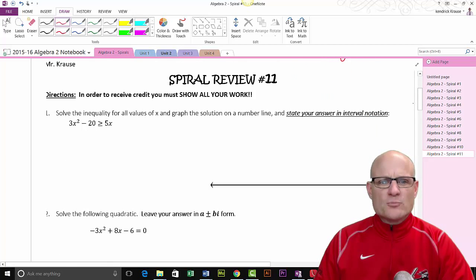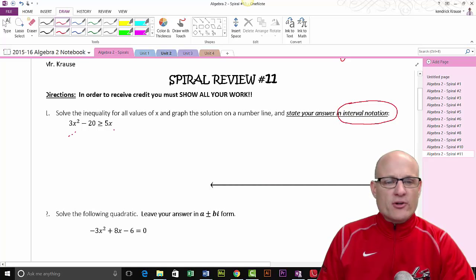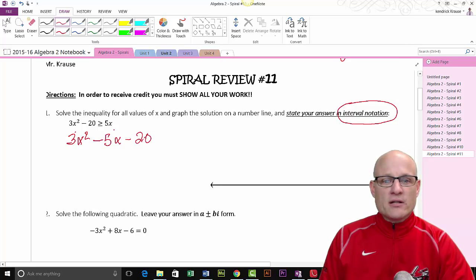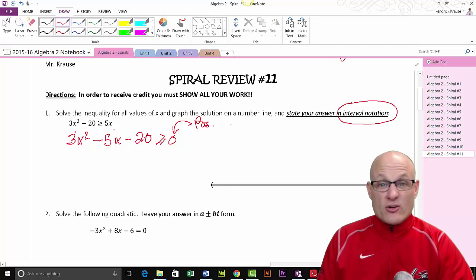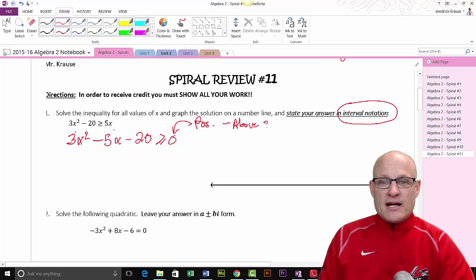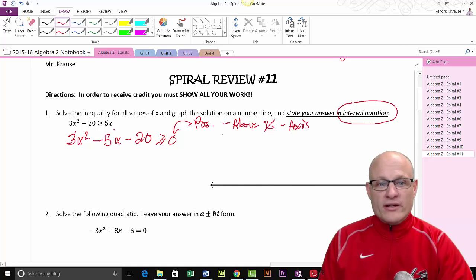All right, so what are we doing here? State your answers in interval notation. So the first thing we have to do is factor. Look at me giving you hard factoring: 3x squared minus 5x minus 20 greater than or equal to 0. Now, don't forget, greater than or equal to 0 really means positive. As a graph, it means above the x-axis.